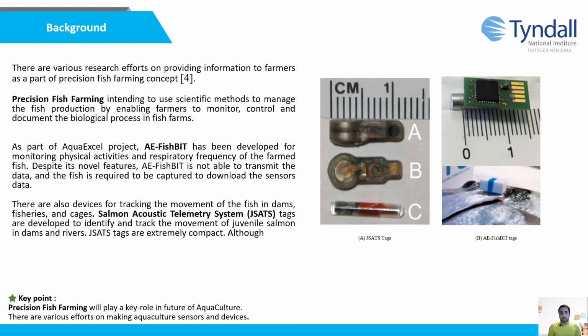There are various research activities on building underwater sensors. For example, the JSATS tags are designed to track the movement of fish in dams, in aquaculture sites, or even in rivers. Or AquaXL fish beat tags are designed to track the fish respiratory frequency. They designed a tag that can connect to the fish operculum, and then it will track the fish movement and also the fish respiratory frequency.